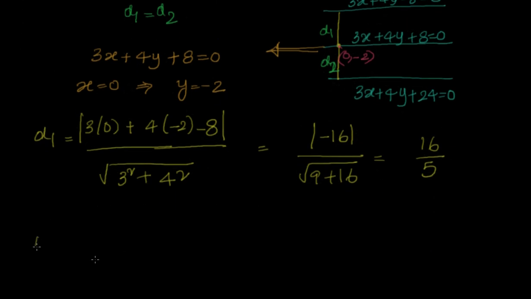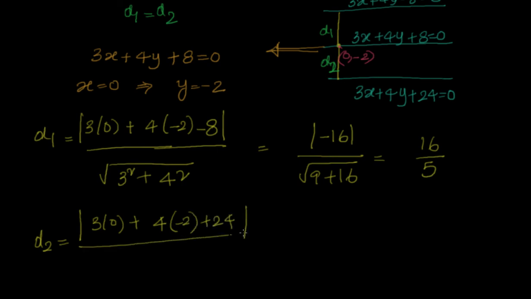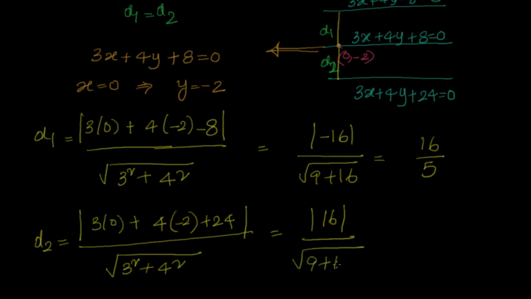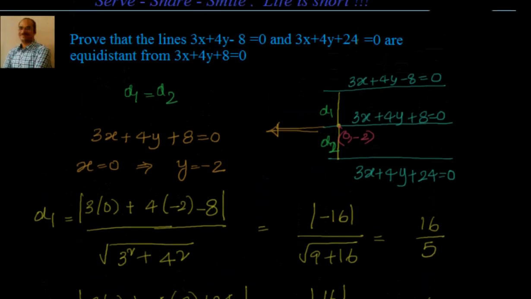Let's calculate what is d2. d2, again the same formula. Now we are calculating the distance of (0, minus 2) from 3x plus 4y plus 24 equal to 0. That will be 3 into 0 plus 4 into minus 2 plus 24, divided by square root of a square plus b square, that is 3 square plus 4 square, that's equal to 16 divided by square root of 9 plus 16, that's equal to 16 by 5. Now we have proven that d1 equal to d2.